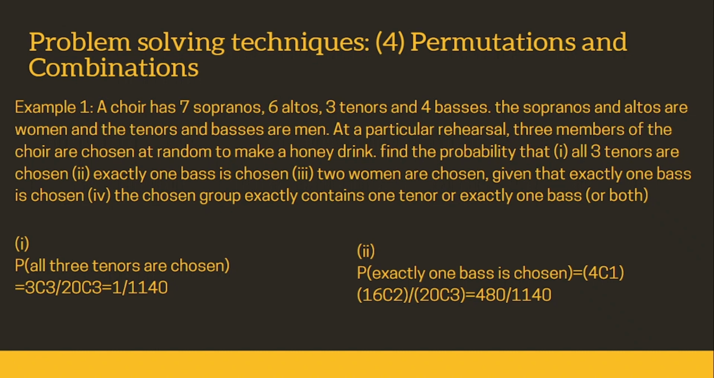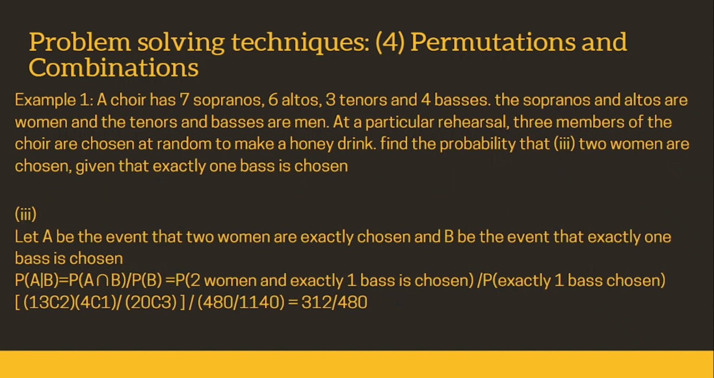Then in the case where exactly 1 bass is chosen, we will first look at the 4 basses. So 4 choose 1. Then the remaining people, there are 16 remaining, you choose 2. So that's why 4 choose 1 times 16 choose 2 is the number of possible scenarios. Then we divide again by the total number of outcomes, which is 20 choose 3. So in this case, it is 480 over 1140.